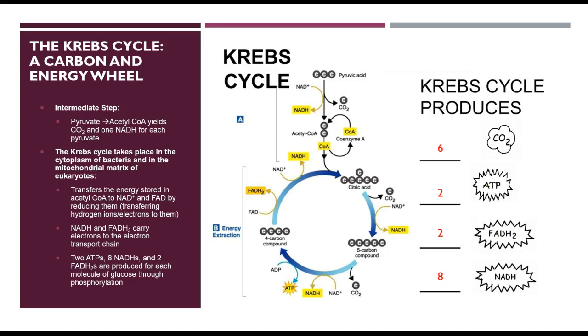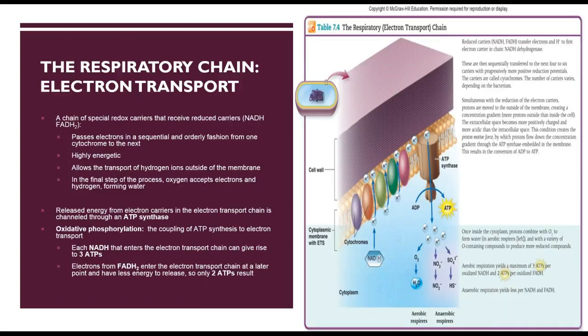These are total products. So we have 2 pyruvates that are going to enter this cycle from glycolysis. So this process is going to happen 2 times. And these products are the result of both of those molecules entering that system. So we end up with a total of 6 carbon dioxides being produced, 2 ATP molecules, 2 FADH2 molecules, and 8 NADH molecules. These electron carrier molecules are then going to be taken to the electron transport chain.